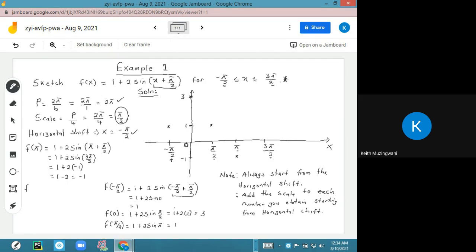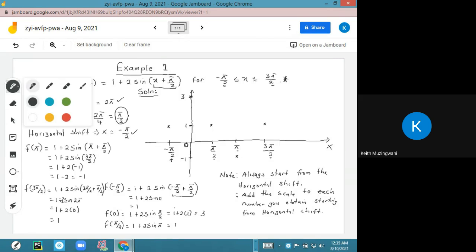Then we look for f of 3 pi over 2, which is 1 plus 2 sine of 3 pi over 2 plus pi over 2. 270 plus 90 gives us 2 pi, which is 360. But sine 360 is 0. So we get 1 plus 2 multiplied by 0, which is just 1. So we have another point, 3 pi over 2 comma 1.